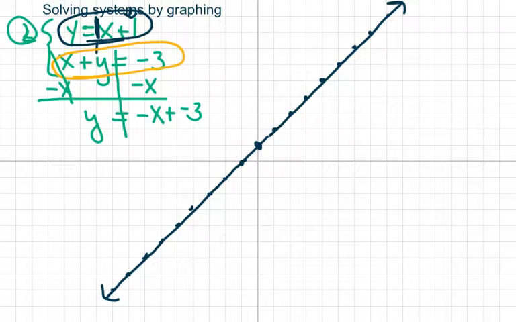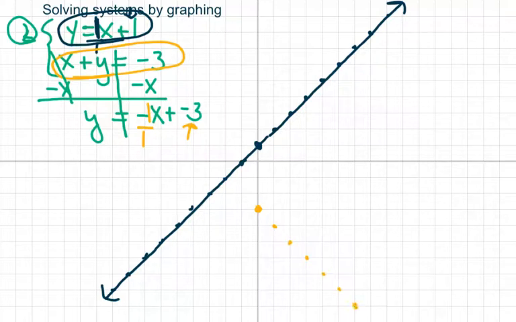So now we have to graph what we know. My y-intercept is negative 3, and my slope is negative 1 over 1. So that tells me I go down 1, right 1.